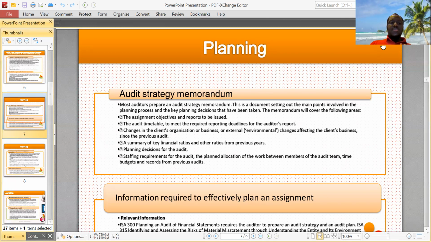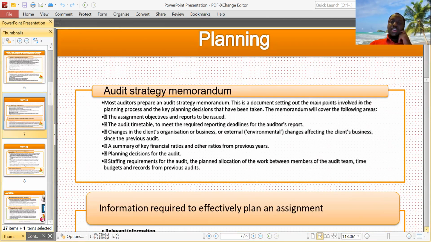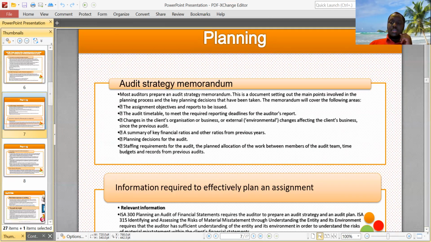The audit strategy memo also gives us information about changes in the client's organization. And that's useful information because you want to understand what kind of changes have occurred in the client's organization and how does it impact the audit? Very, very important.